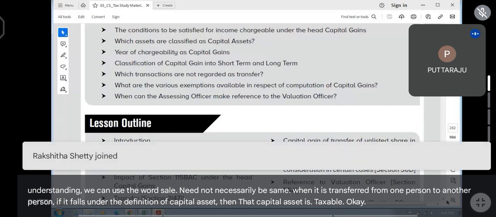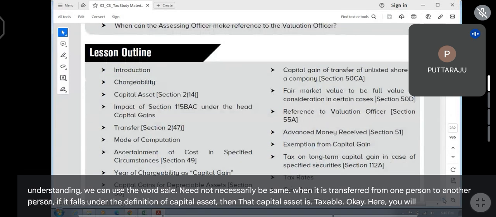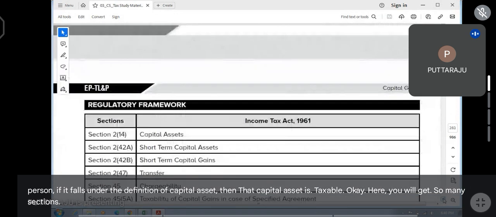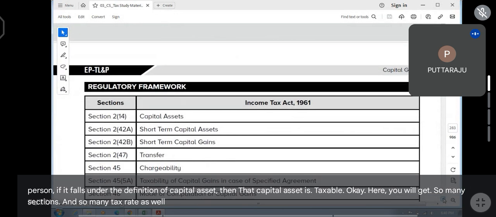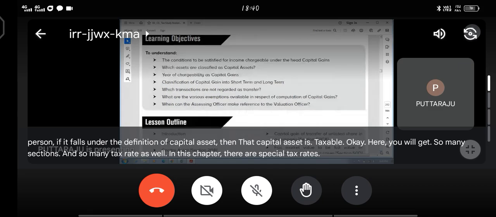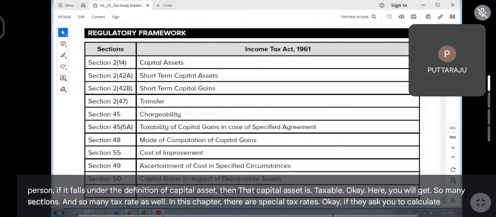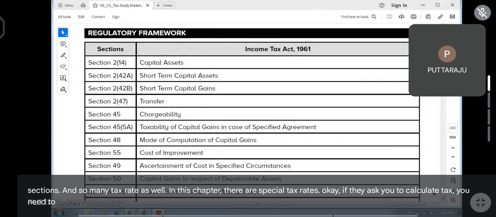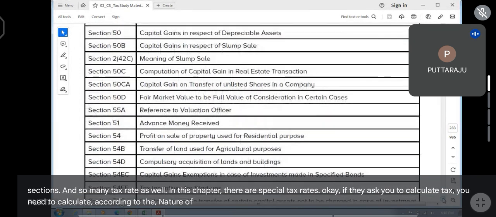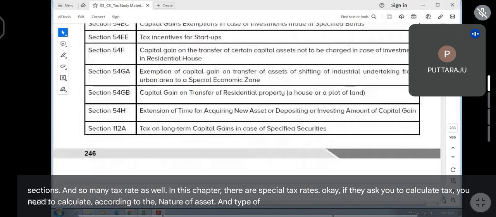Here you will get so many sections and so many tax rates as well. In this chapter, there are special tax rates. If they ask you to calculate tax, you need to calculate according to the nature of the asset and the type of gain you get.